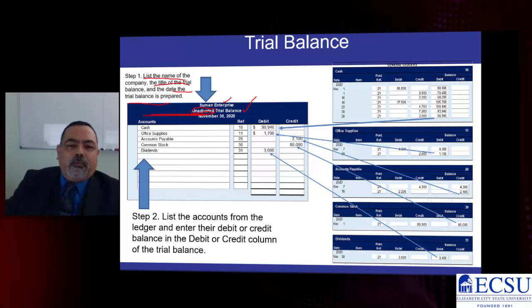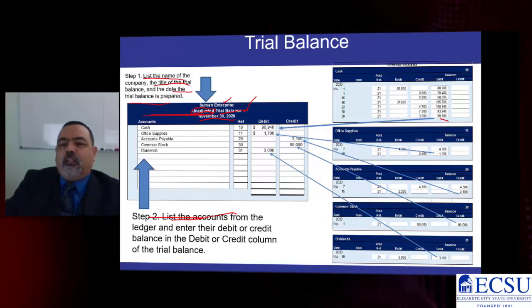So we're writing the name of the company on the top, then the name of the trial balance, and the date for which the trial balance is good for. It is prepared as on a particular date. It's a point of time statement. Then what we do is we list the accounts from the ledger. So this is the partial ledger we have.